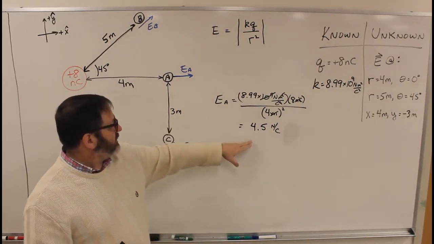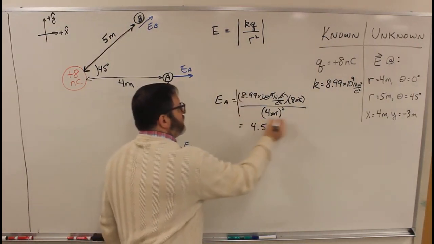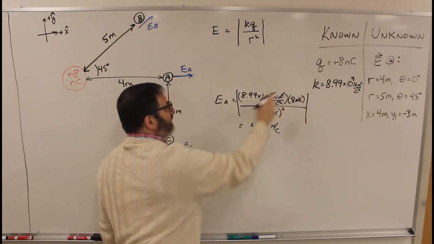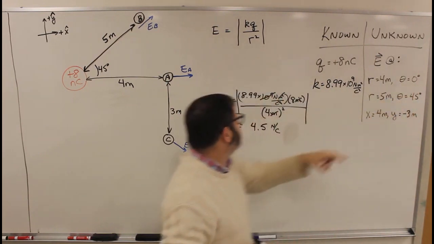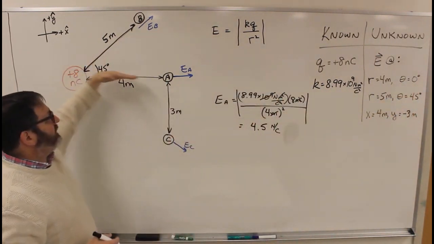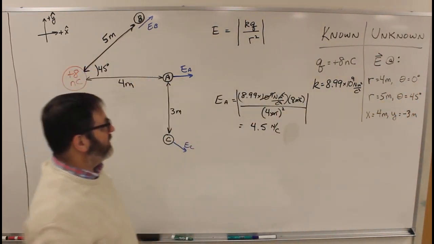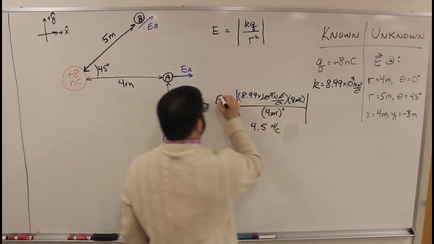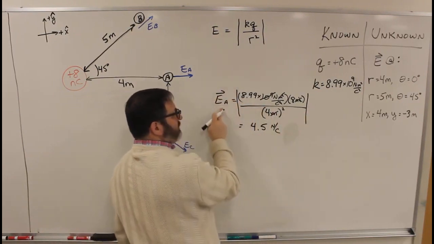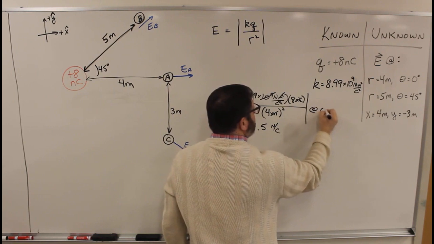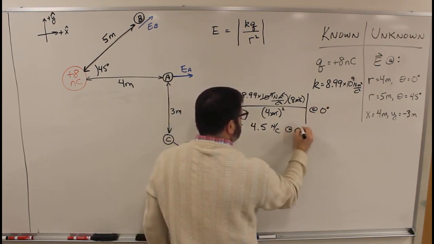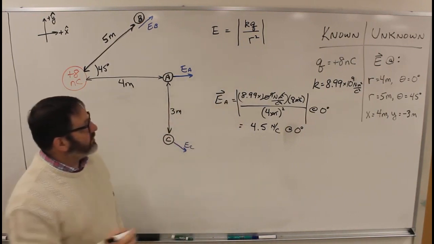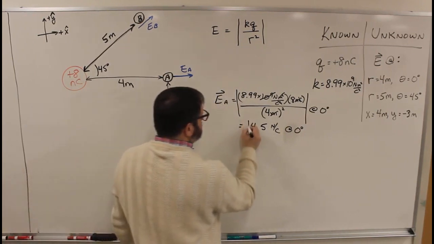This gives the magnitude. I should have put this in here even though I made all of these positive. The direction, theta was 0 degrees, so the electric field also is in the 0 degree direction. So I can call this actually the vector if it's that at 0 degrees. Alright, so there is the first one.